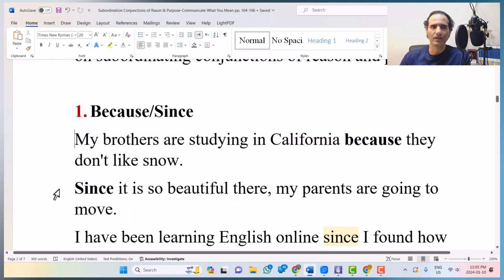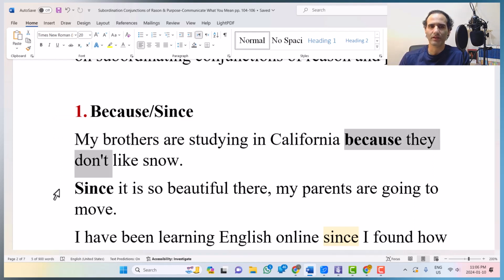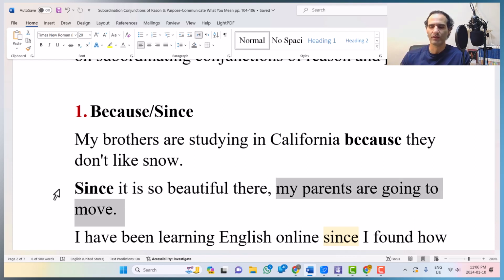Since and because, not very difficult. My brothers are studying in California because they don't like snow, easy. Or, since it is so beautiful there, my parents are going to move. Since means because. Why do we have this comma here? Because our sentence has started with a dependent clause followed by a main clause. If we reverse the order of these two clauses, for example, if we say my parents are going to move since it is so beautiful there, we don't need any comma.